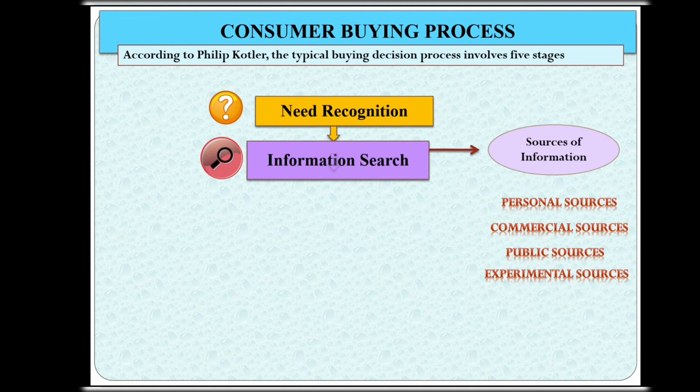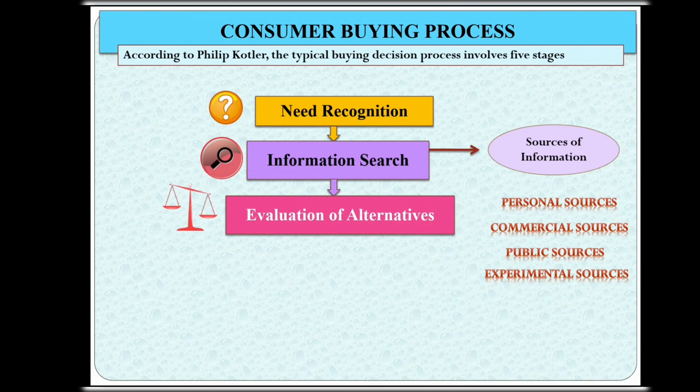The next stage is evaluation of alternatives. So at this stage the customer will evaluate the available alternatives based on certain merits and demerits. So consumers evaluate the alternatives based on certain attributes, degree of importance, and belief in the particular brand. The marketer must know how the consumer processes information and arrives at brand choices.